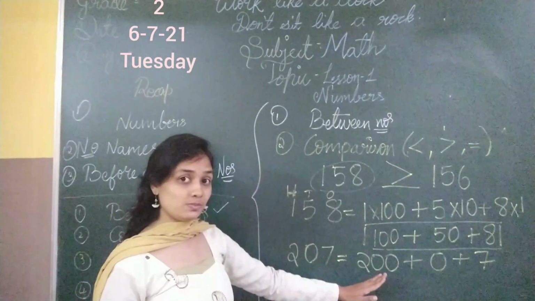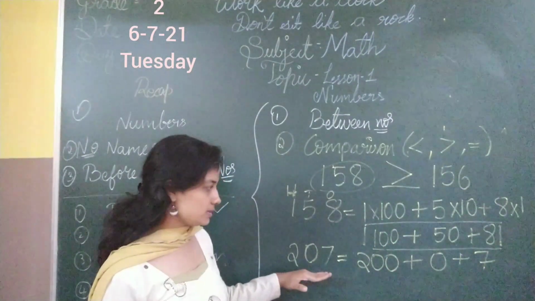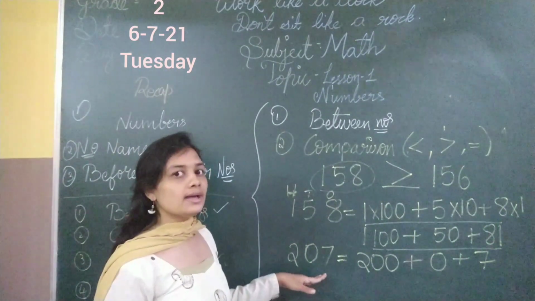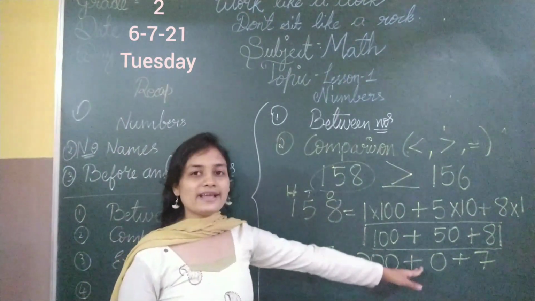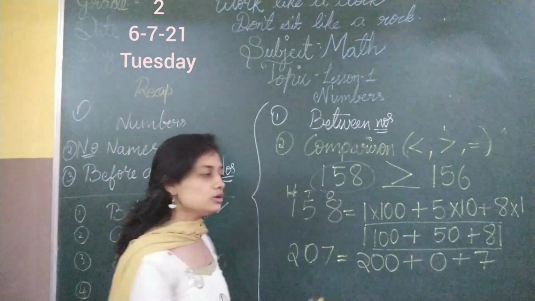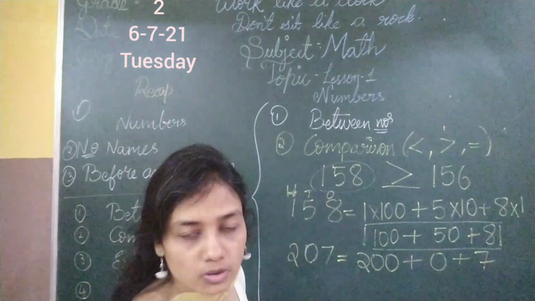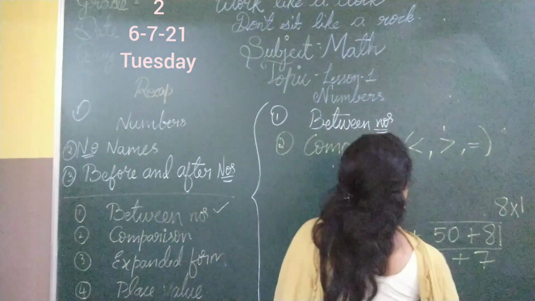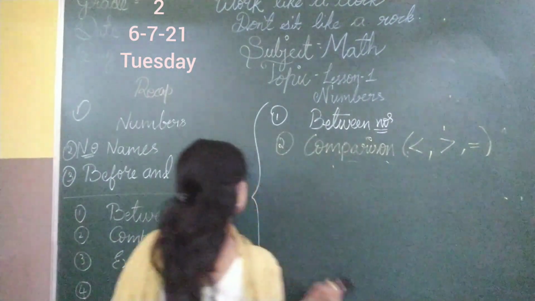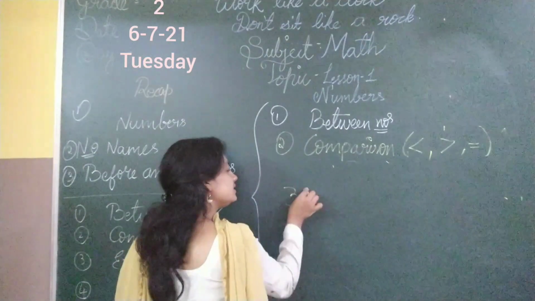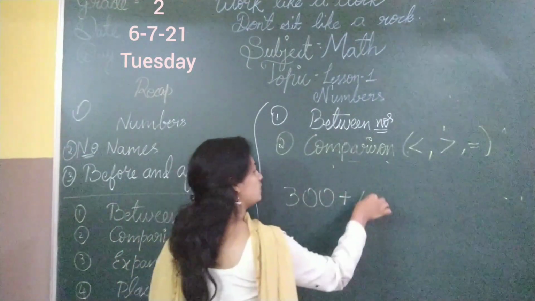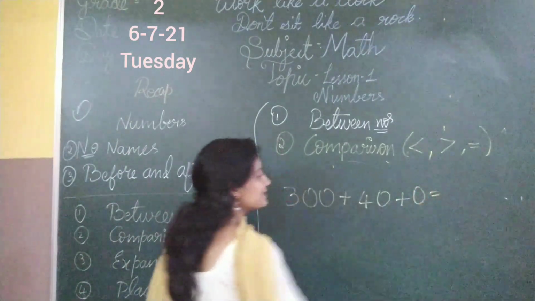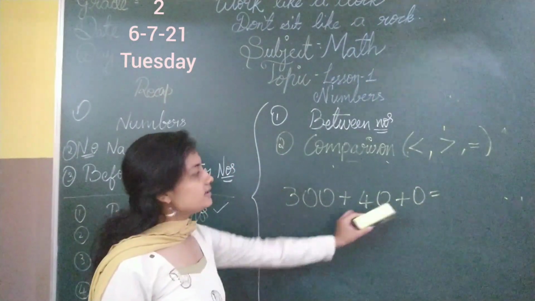Good. So in your textbooks, you should have numbers in the short form. This is called short form. And you have to write it in expanded form. Similarly, you will have numbers in expanded form also, where you should write them in short form. Example, I have 300 plus 40. That's it. I don't have any number in the ones place. So how will I write this answer? 340.